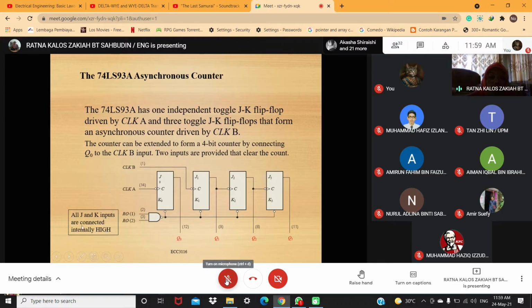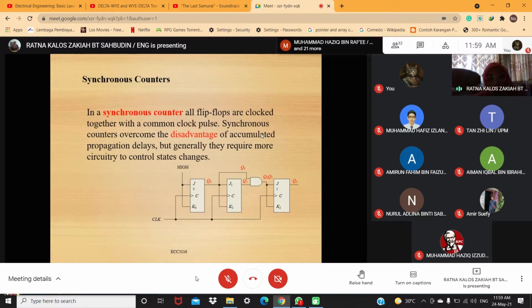So all JK inputs are connected internally high. It's mentioned here connected internally high. That's why the wire is not drawn to connect to high, because it's mentioned here it's internally already high. Yeah? Okay. So this is Q0, Q1, Q2 and Q3. You can see here this number here 1, 14 here, these are all the pin numbers for 74LS93A here. Okay, that's finished about the asynchronous counter.